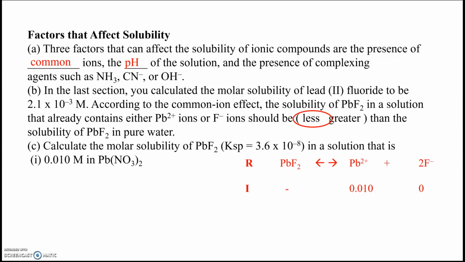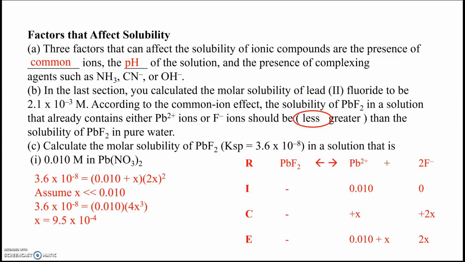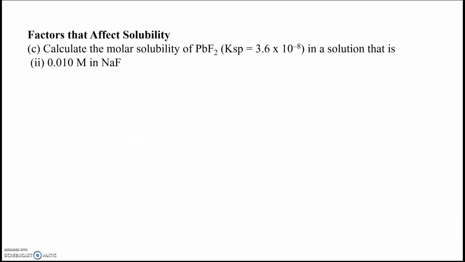So I set up my RICE table, and I can see that my initial lead concentration will be 0.01. So my equilibrium expression is going to look like this. And when I set this up, I'm going to have 3.6 times 10 to the minus 8 is equal to 0.010 plus x times (2x) quantity squared. I can make a simplifying assumption, and I solve for x. I get 9.5 times 10 to the minus 4.